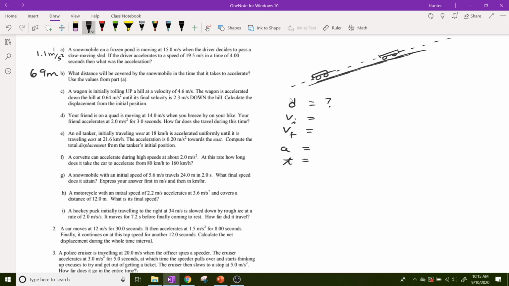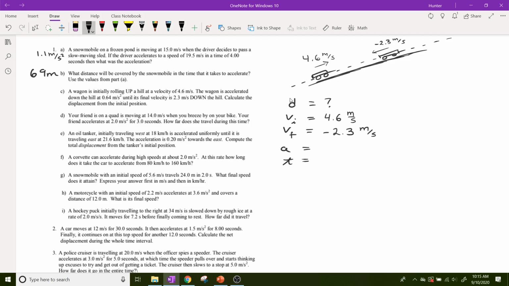What is the initial velocity? 4.6. I'm going to put meters per second, and I'm going to put that up here too, just to give our picture some context. VF, because it's going down, right? So it eventually gets to where it's going down, negative 2.3 meters per second. So I'm going to draw that the other direction, because it will slow down and then eventually it'll start going down the hill.